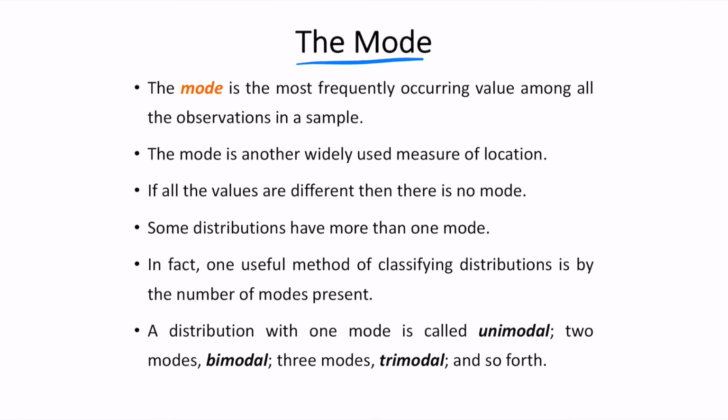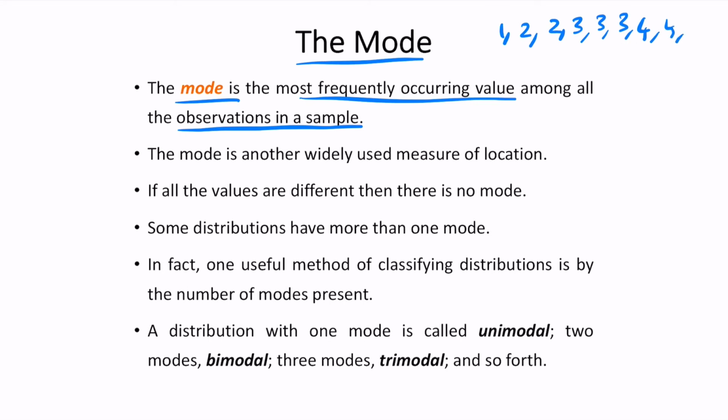Next, let's talk about the mode. The mode is the most frequently occurring value among all the observations in a sample. One way of thinking about mode is, for example, let's say I have a set of data that looks somewhat like this. We are looking for the most commonly repeated values. For example, 2 and 2 are repeating twice, 3, 3, 3 are repeating thrice, 4 and 4 are repeating twice. So the most repetitive value is 3, so 3 is the mode. This is the idea behind mode.